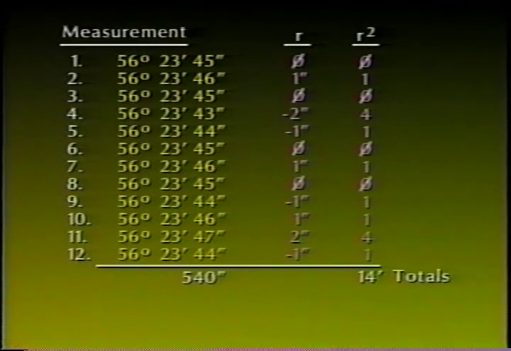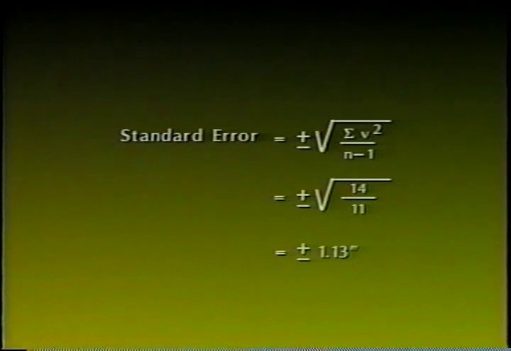Let's see how you did. Here I've determined the residual squared for each residual. I've totaled these values and gotten 14. By inserting this value along with the number of measurements into the formula for standard deviation, I've come up with a value of plus or minus 1.13 seconds, which can be rounded to plus or minus 1 second.